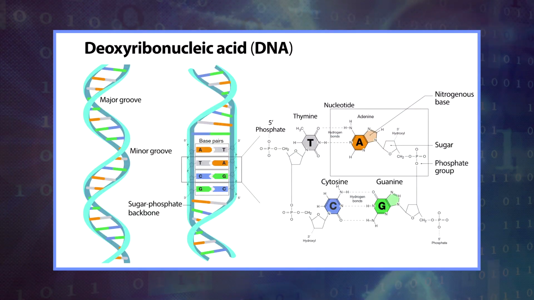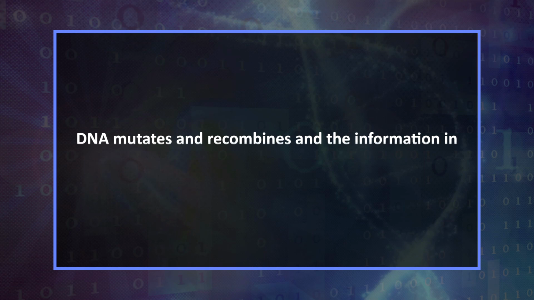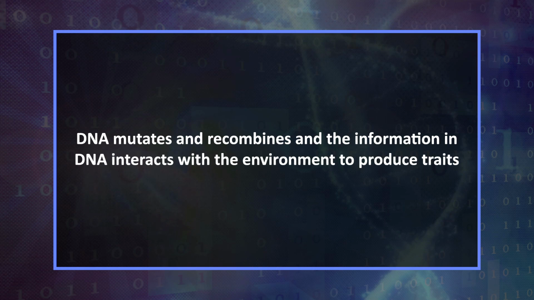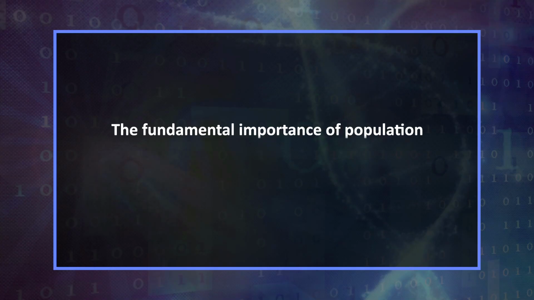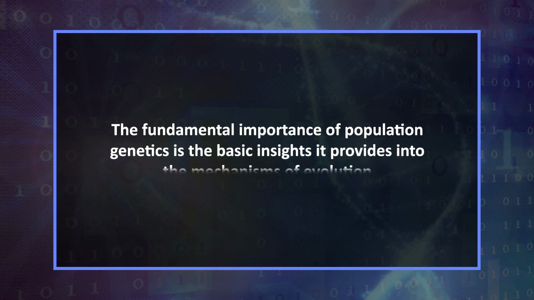The extensive theoretical evidence of this field stems from three premises: DNA can replicate, DNA mutates, and it recombines. And the information in DNA interacts with the environment to produce the traits or characters. DNA replication means that a single type of gene can exist in space and time across generations beyond any individual who bears the gene. The fundamental importance of population genetics is the basic insight it provides into the mechanism of evolution.